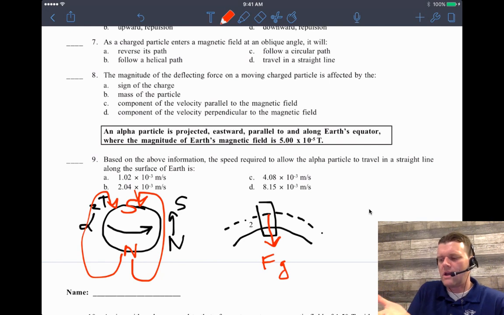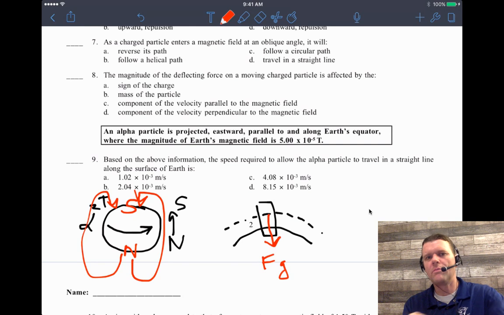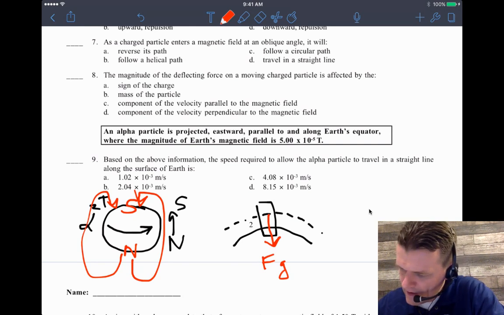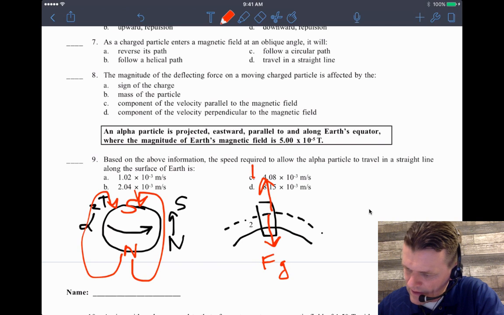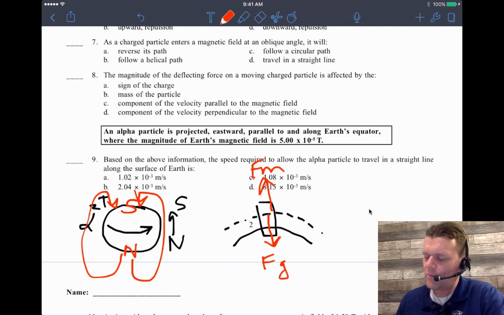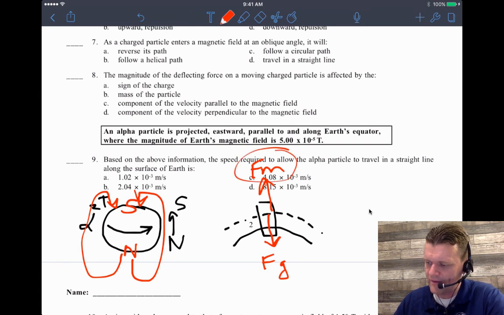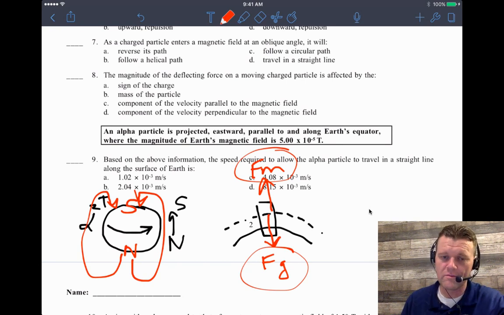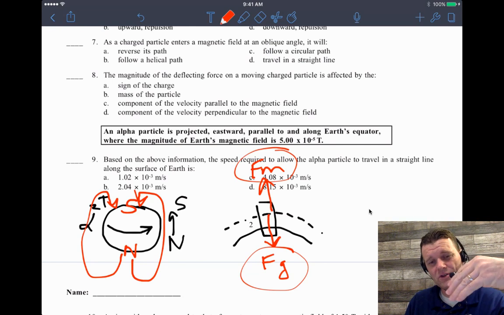But if you use your right hand, your fingers pointing from north to south, and your thumb this way, your palm will push away from the Earth. That's not easy to see, but what it really means is that Fm is pointing away from the Earth under this configuration, and the force of gravity is pulling down. So if it's going to move in a straight line, those two forces have to be balanced, because the alpha particle is not being pushed away from the Earth by the magnetic field, and the force of gravity isn't strong enough to pull it into the Earth so that it crashes.